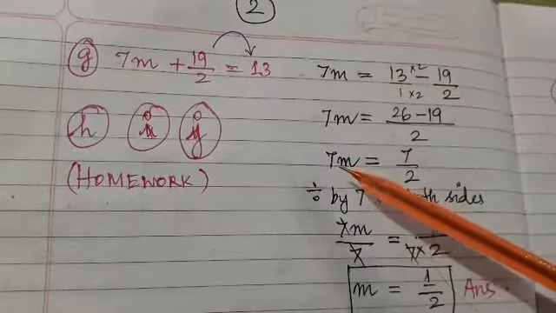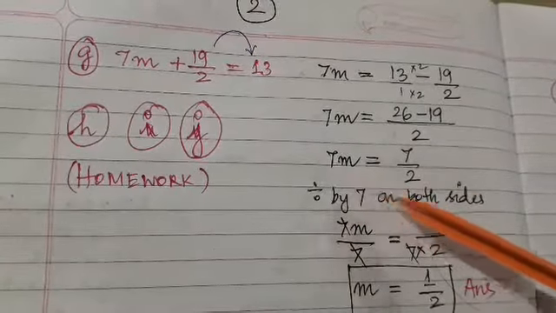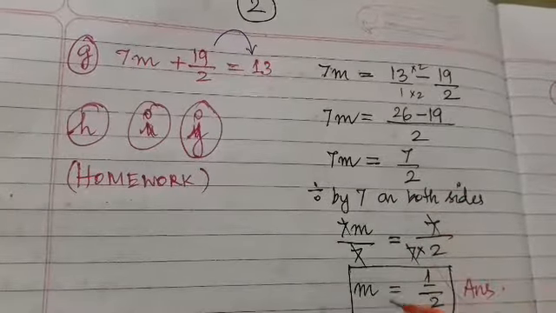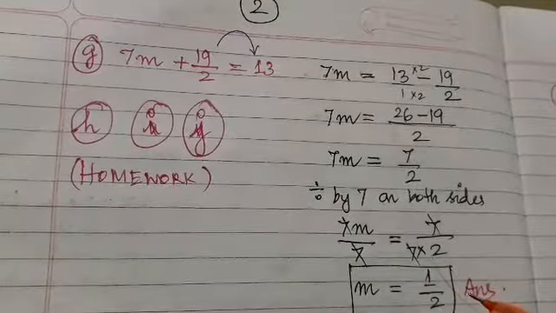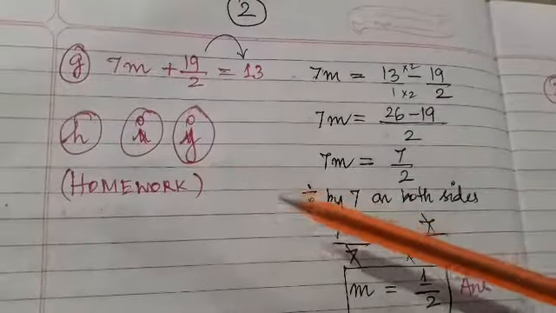Then once again, 7m is there with m. We want the value of m alone. So divide by 7 on both sides. When you are dividing, the 7 gets cancelled. Here also the 7 gets cancelled. m equal to half, 1 upon 2. That is your answer. Remaining H problem, I problem and J problem, you take as homework.